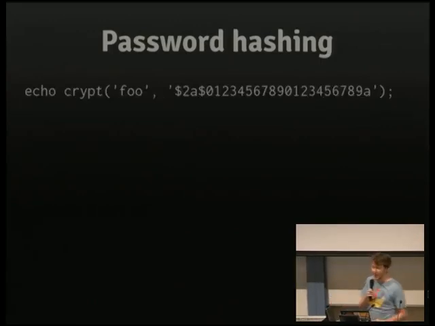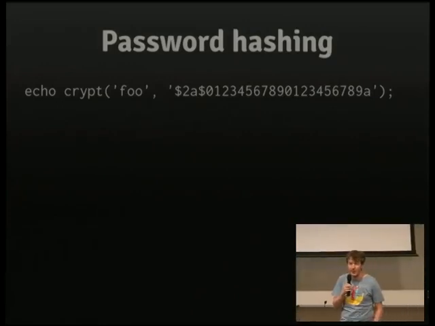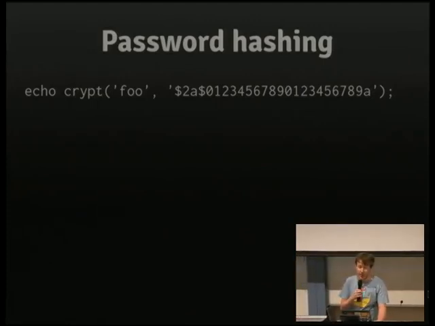Because one of the classic mistakes that people make, who can tell me what the problem with this line of code is? Besides the fact that foo is not a very good password. Anyone want to have a crack? Okay. So 2a means that it's a blowfish hash, or a bcrypt hash, I should say, that we're requesting. Bcrypt requires a 22 character salt from a particular character set after the second $ sign. There are only 21 characters there.